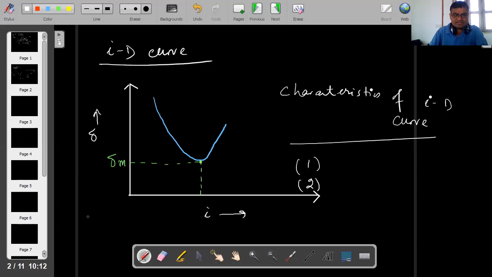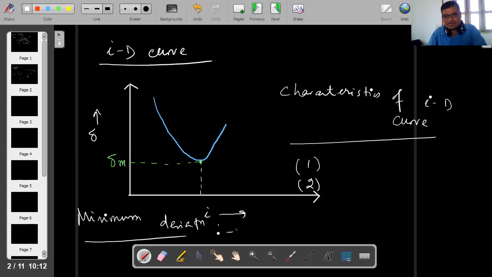So what is minimum deviation? Write down minimum deviation. This is the minimum angle turned by the incident ray to become the emergent ray.